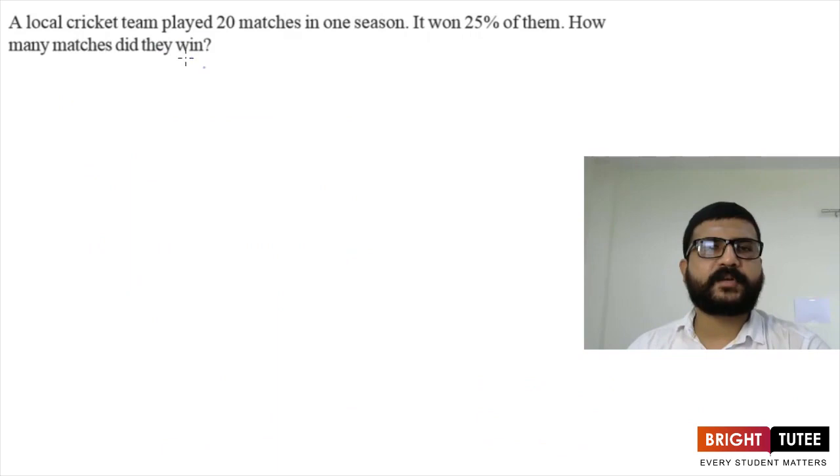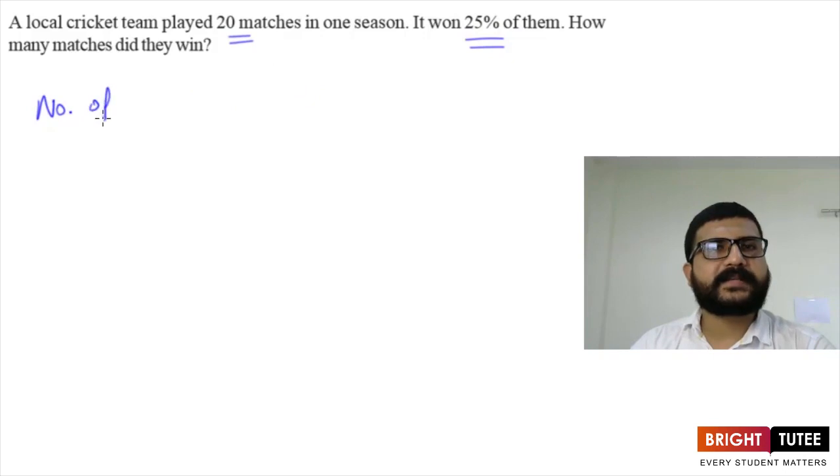Now here is the last question of this session. The question is, a local cricket team played 20 matches in one season. It won 25% of them. We have to tell how many matches did they win. Now as it is given, they won 25% of the matches, and how many they played in total? They played 20 matches. So it means number of matches they won, or we can say number of wins, will be equal to 25% of number of matches they played, and that is 20.